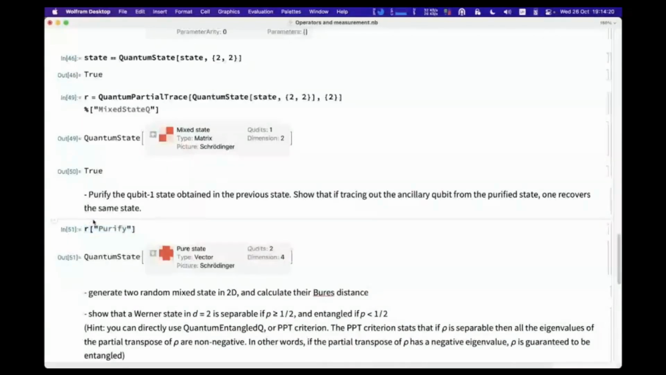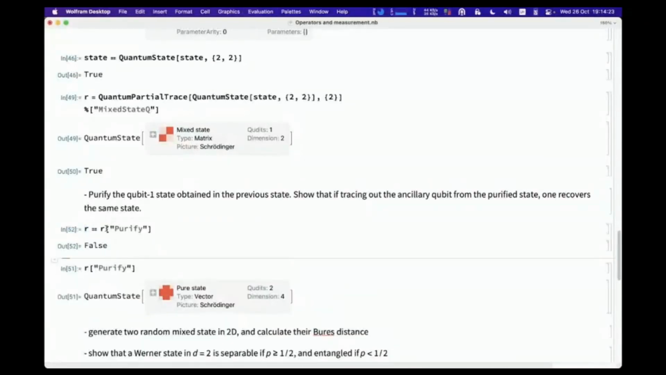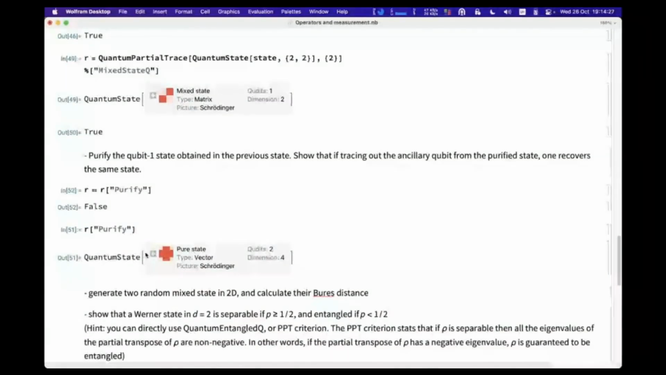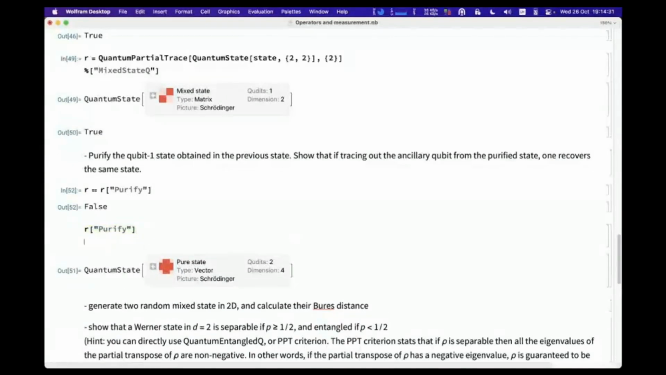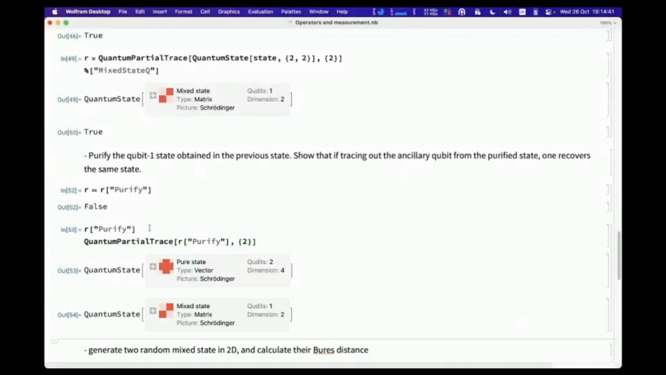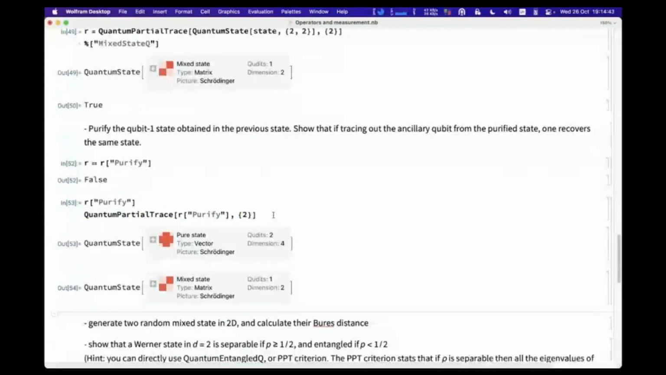Now, if you want to recover the original state, you just need to do the partial tracing over the ancillary qubit. So let's just take the partial trace of the second one. You are going to recover your mixed state, and you can easily test that that's exactly the same as the original mixed state R that we started with.